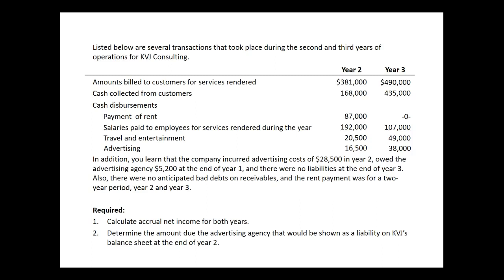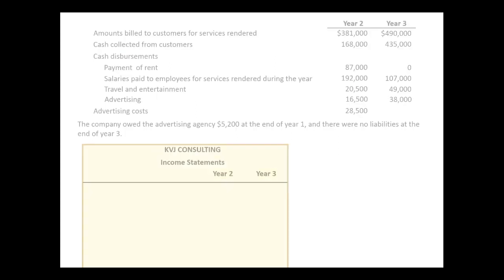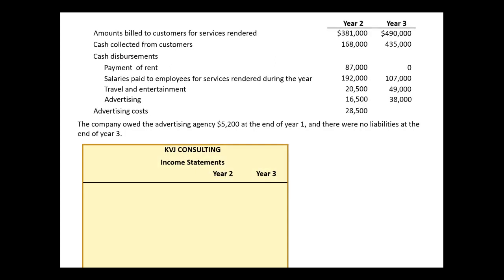There were anticipated bad debts on receivables, and the rent payment was for a 2-year period, for year two and year three. So we are going to calculate the accrual net income for both of these years, and then we'll talk about what liability would be shown on the balance sheet at the end of year two. So in looking at an accrual statement, again, we want to show the billings, what we earned. $381 in year two, $490 in year three.